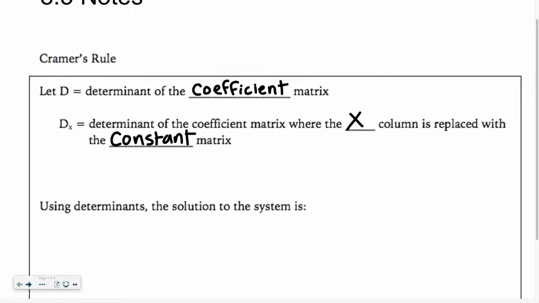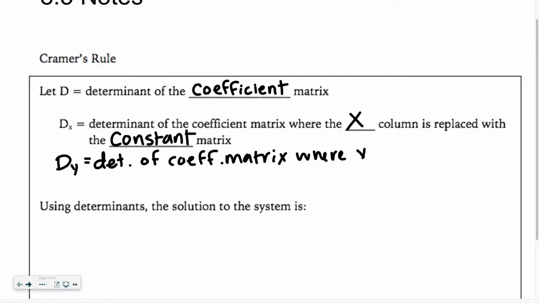Okay. So I don't have this written, but depending on how many unknowns you have in Cramer's rule, you'll also need to find the other matrices similar to that. So if you need to solve for y, you're going to need a D sub y matrix. And D sub y would be the determinant of the coefficient matrix where the y column is replaced with constants.